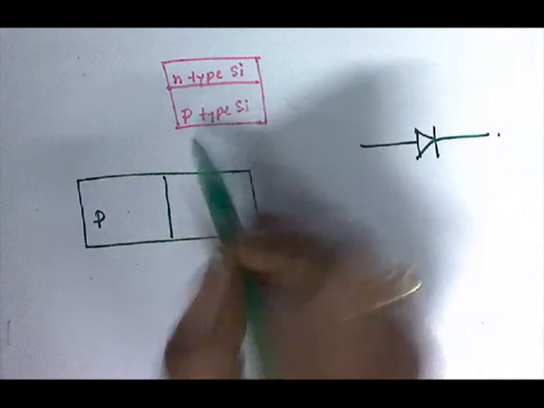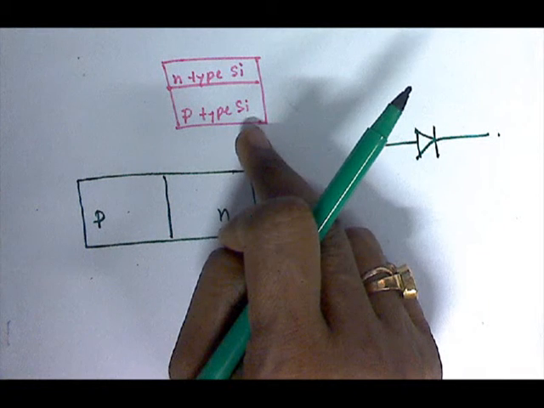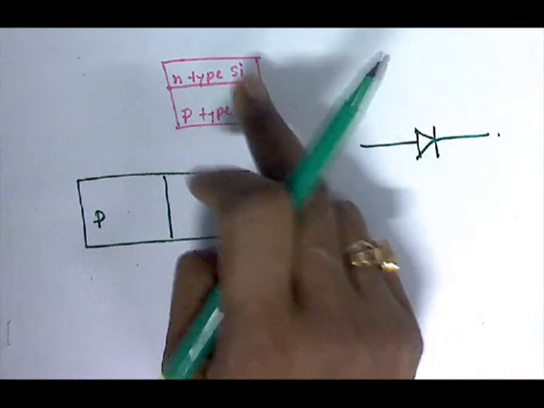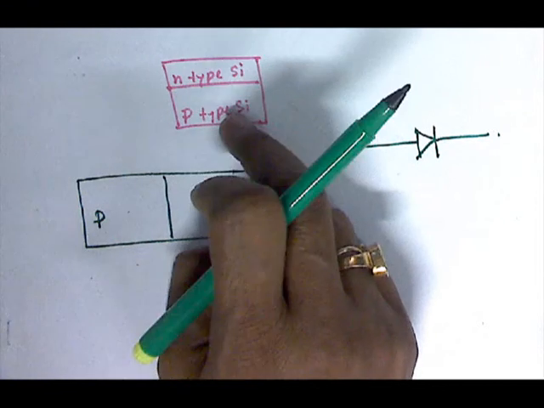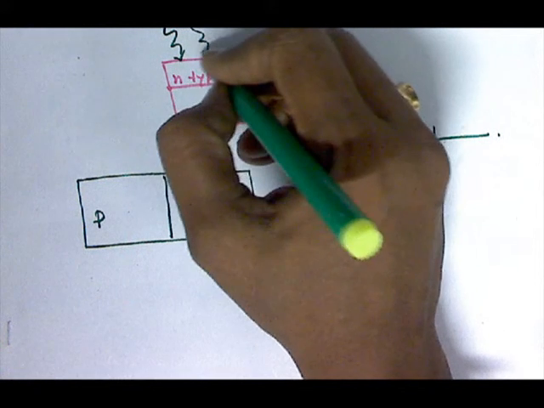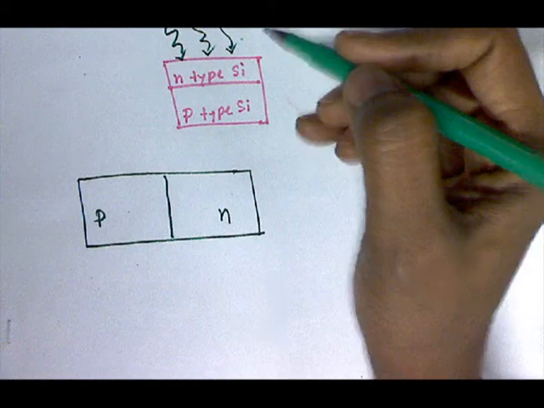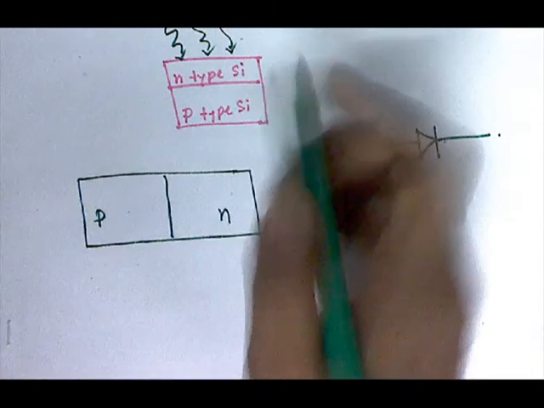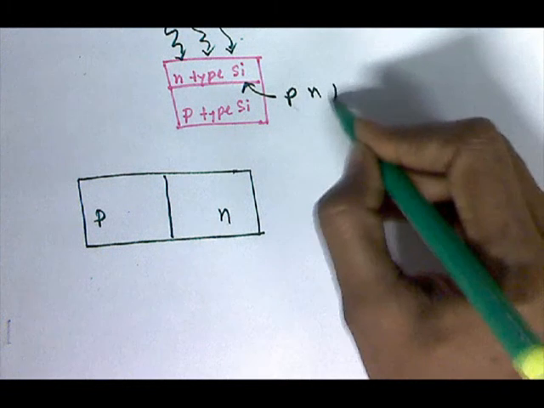Now, a silicon solar cell consists of a thin slice of P-type crystal silicon into which a very thin layer of N-type silicon material is diffused. So this is the sunlight, the solar cell, and this one is the PN junction.